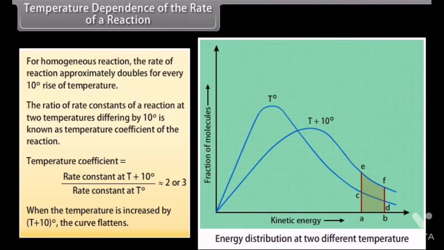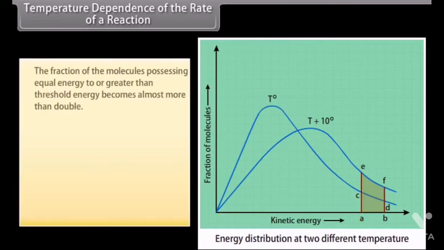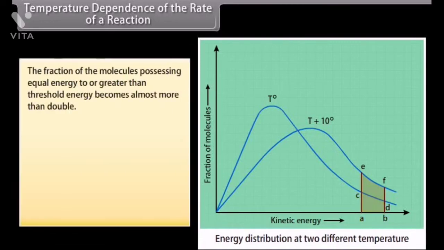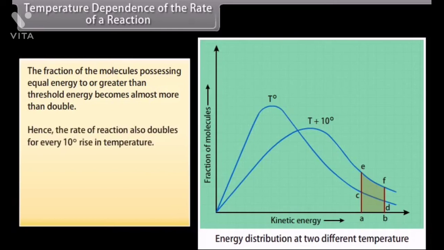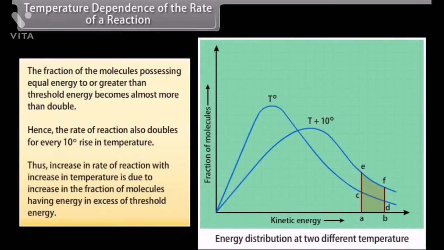Now the shaded area ABEF represents the fraction of molecules having greater energy than threshold energy. The area ABEF is more than double the area ABCD. The fraction of the molecules possessing energy equal to or greater than threshold energy becomes almost more than double. Hence, the rate of the reaction also doubles for every 10 degrees rise in temperature. Thus, the increase in the rate of reaction with increase in temperature is due to an increase in the fraction of molecules having energy in excess of threshold energy.